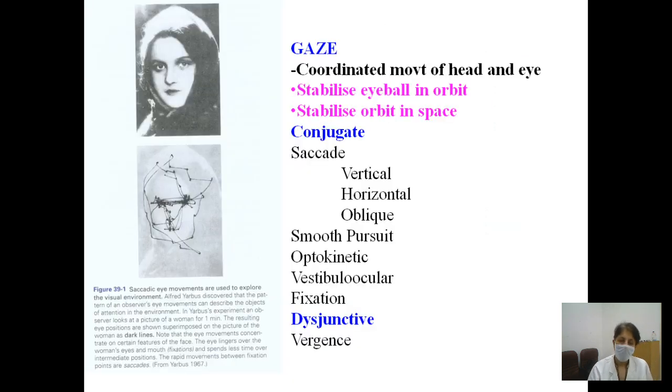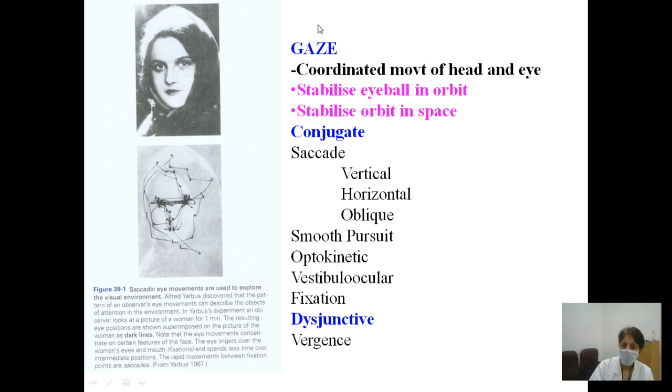Okay, now we'll do the different types of movements that the eye has. Firstly, what is gaze? Gaze is nothing but the coordinated movement of the head and the eyes. Okay, and the main function of gaze is to stabilize the eyeball in the orbit or to stabilize the orbit in space.